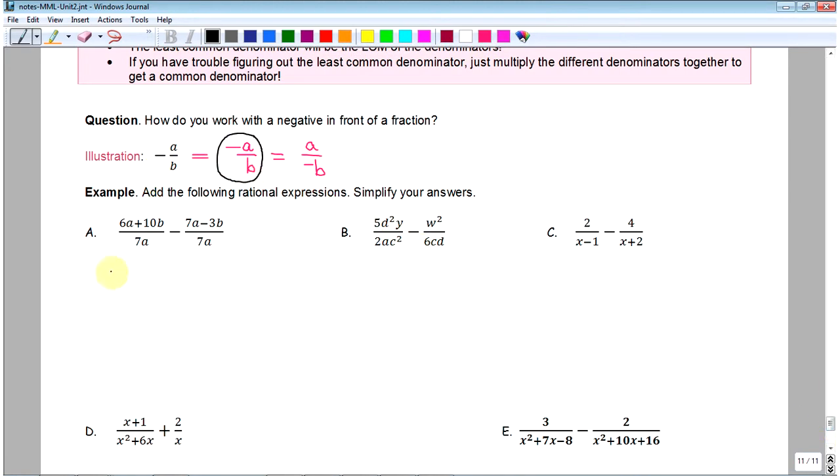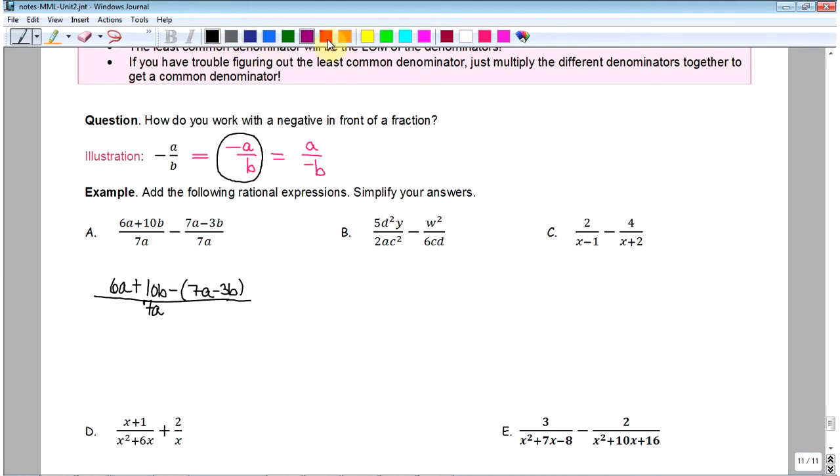to simplify our answers. In the first one, we already have a common denominator. So we have these two things being subtracted. So since the denominator is the same, I can go ahead and write it. And I just have to combine what I have in my numerator. So we have 6a plus 10b. And now notice that we're subtracting this entire second fraction. So to show that we're subtracting all of this, we need to put the 7a minus 3b in parentheses.